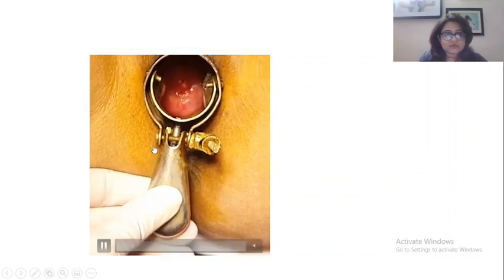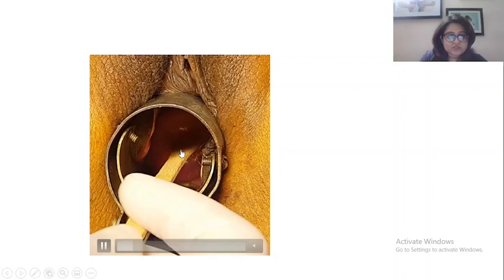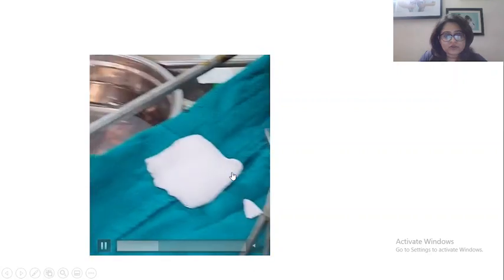Okay, so you can see the cuscos has been placed. That's the cervix. You can even see the transformation zone. The iris spatula is introduced, rotated twice. Okay, and then the smear is made on the slide, and it's handed over to the sister.